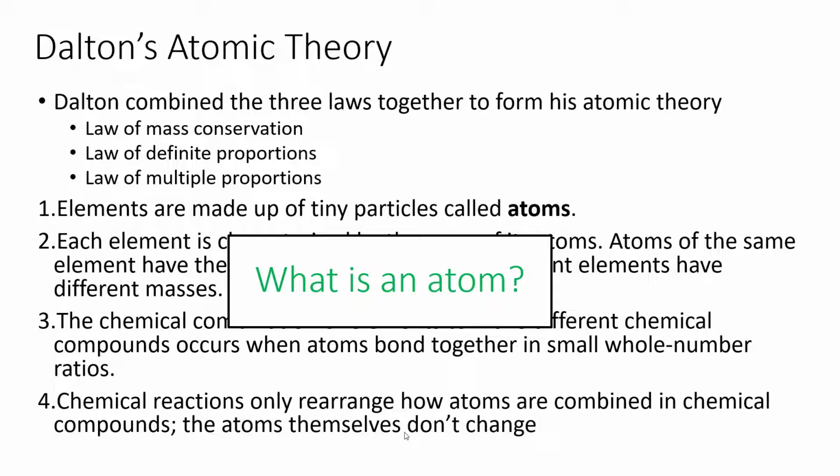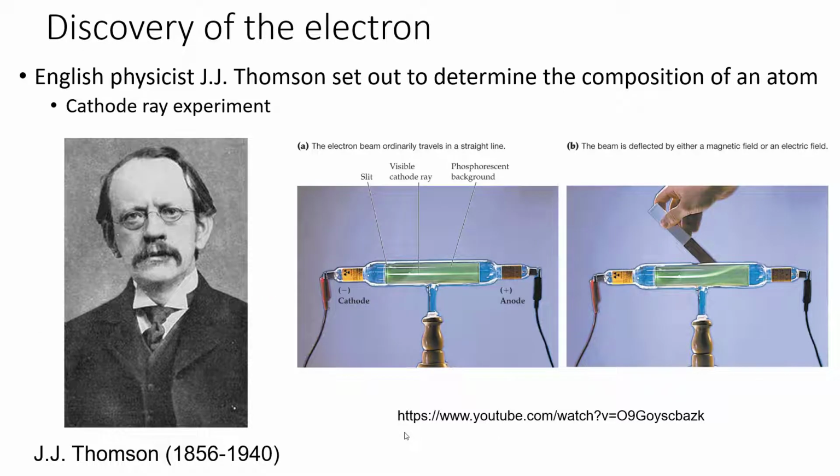But that begs the question now, what is an atom? That leads us to a couple of very important experiments. First was the discovery of the electron. The English physicist J.J. Thomson set out to determine the composition of an atom, and his seminal experiment was the cathode ray experiment.